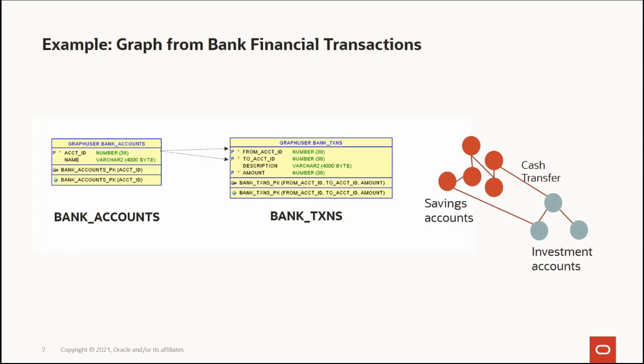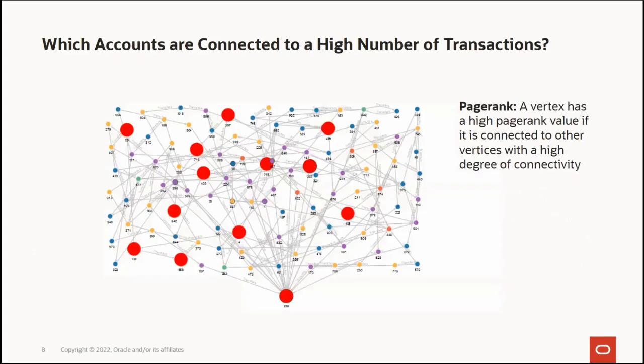So when you model your data like this, you can then start narrowing down into which are the accounts that have a high number of transactions flowing through them. And even if they don't have a high number of transactions flowing through them, perhaps they're connected to other accounts which have a high number of transactions flowing through them. And that's what something like the PageRank algorithm helps you do. It recursively goes through the graph and assigns a PageRank value to every vertex in the graph, which denotes how connected that particular vertex is. In this case, accounts, how connected that account is.